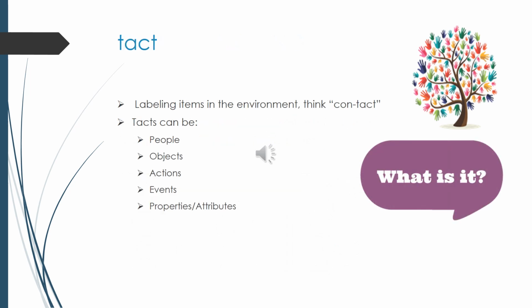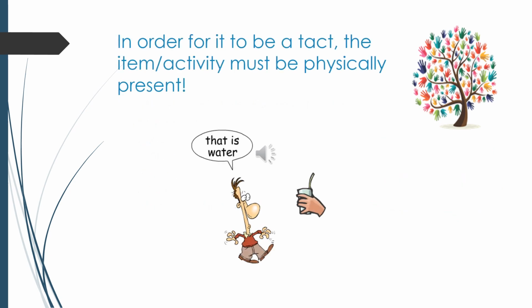Tacting is labeling things in the environment. It comes from the word contact. Tacts can be anything in the environment, which includes people, objects, actions, events, and properties or attributes. In order for it to be a tact, the item or activity must be physically present.